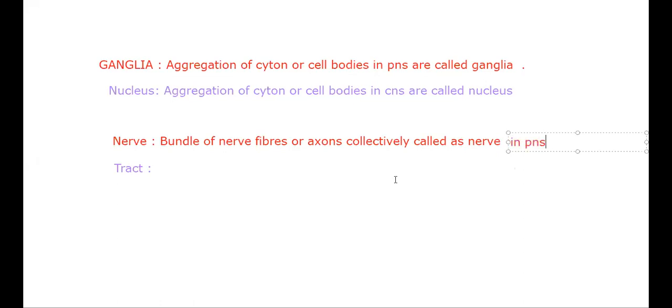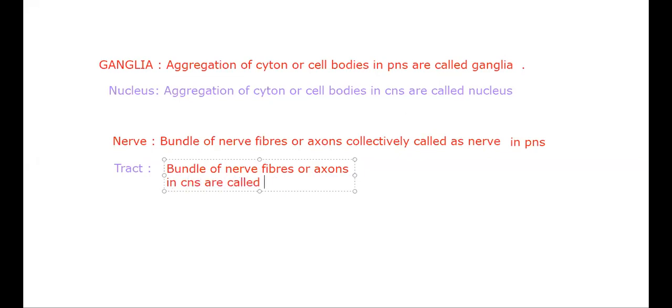So now let's talk about here. Bundle of nerve fibers or axons in the CNS are called tracts. So that's it. Bundle of nerve fibers or axons in CNS are called as tracts.